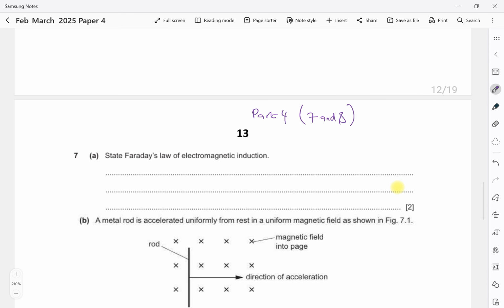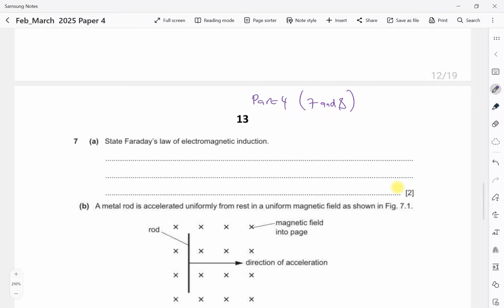Okay, state Faraday's law. Of course, there are two laws of electromagnetic induction: Faraday's law and Lenz's law. Faraday's law talks about the magnitude of the induced EMF, while Lenz's law talks about the direction of the induced EMF. So for Faraday's law, the magnitude of the induced EMF is directly proportional to the rate of change of magnetic flux linkage.